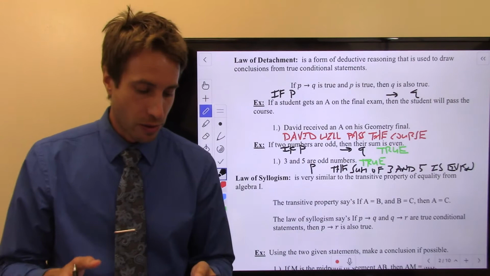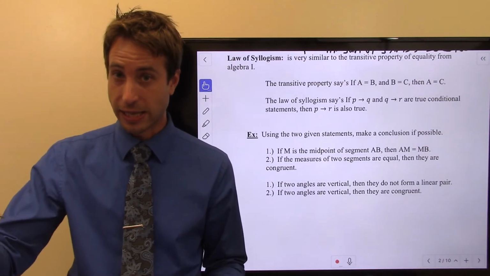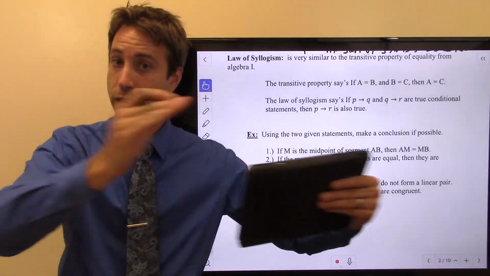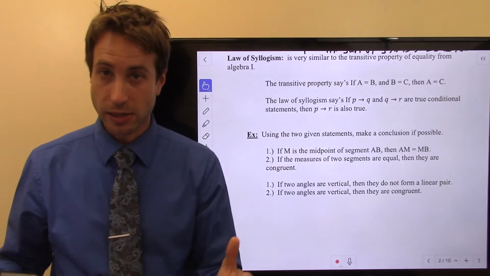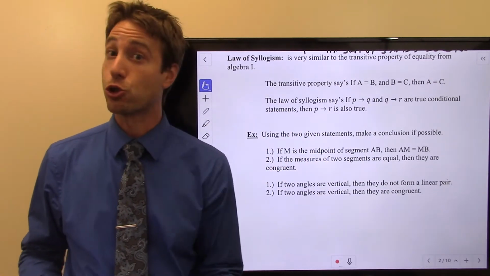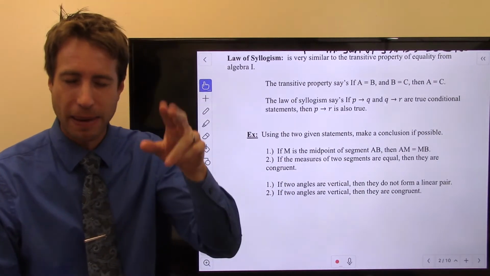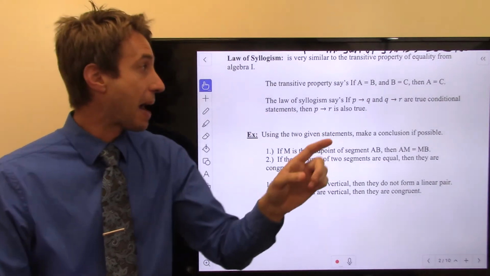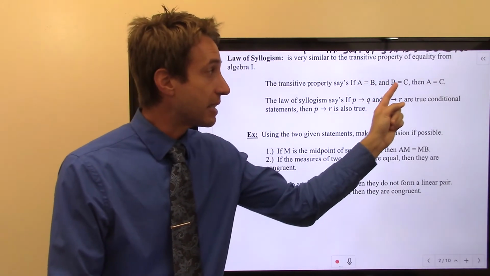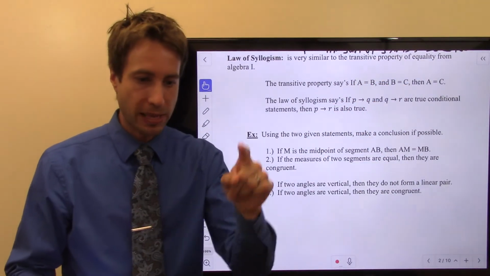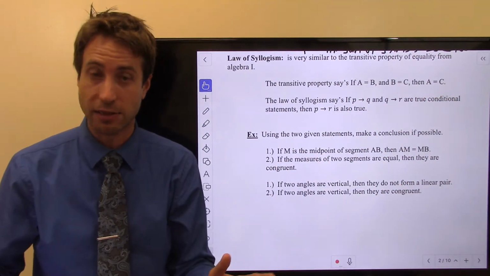Okay? Now, the law of syllogism, also based on deductive reasoning. All right? The law of detachment, deductive reasoning to come to a true conclusion. The law of syllogism, again, based on deductive reasoning to allow you to come to a true conclusion. And here's the way that this one works. Actually, if you think about the transitive property from algebra, remember the way the transitive property works? I have it for you right here. If A is equal to B, and if B is equal to C, then what do I know? A equals B, B equals C. Well, yeah, A equals C, right? That's the transitive property, right?